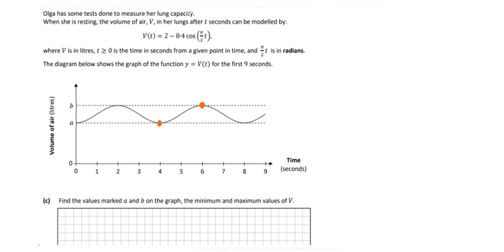If you just use those, we'll get the minimum first. There are ways of doing it, but I think the easiest way is just to sub in what it is. So V of 4, because the minimum is at 4, is equal to 2 minus 0.4 cos of pi over 2 times, and just put in the 4 for the t.